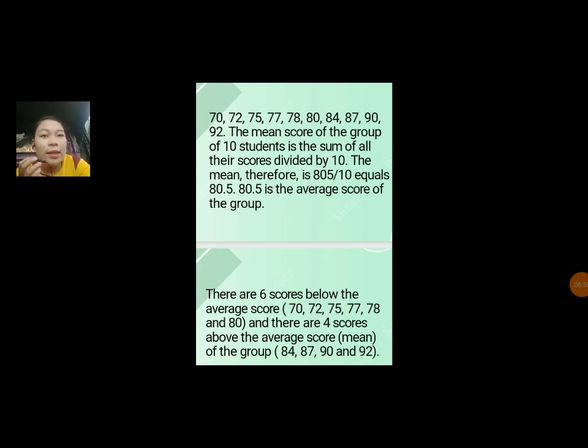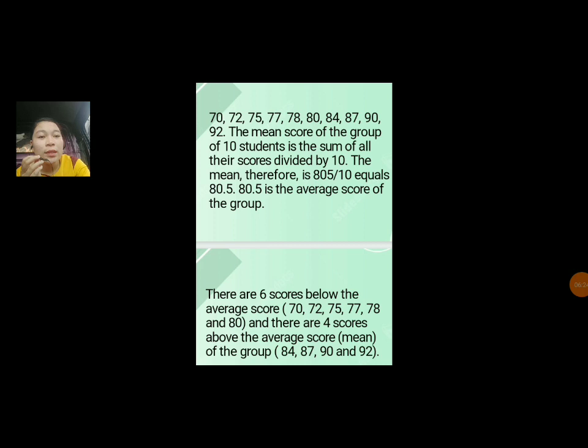These scores from 70 until 92, if you add them and divide by 10, therefore the mean is 80.5. So there are 6 scores below the average score. Since you have seen the central point or the central location, the center point or the average of the students' scores is 80.5.